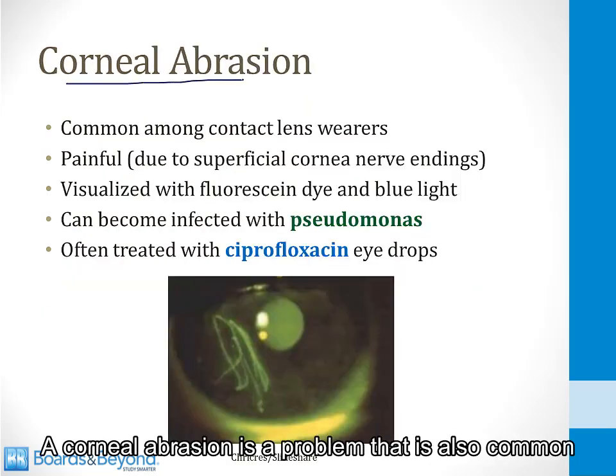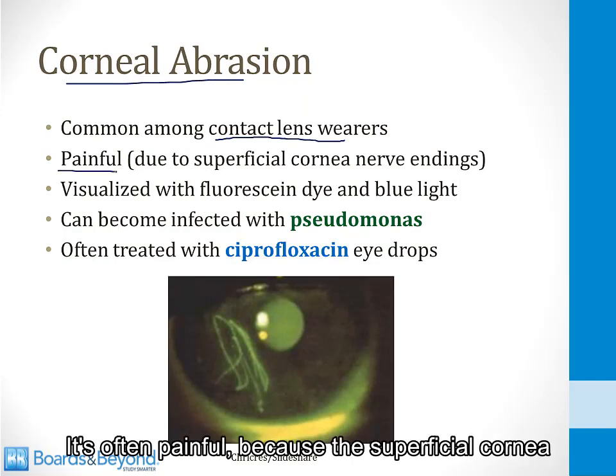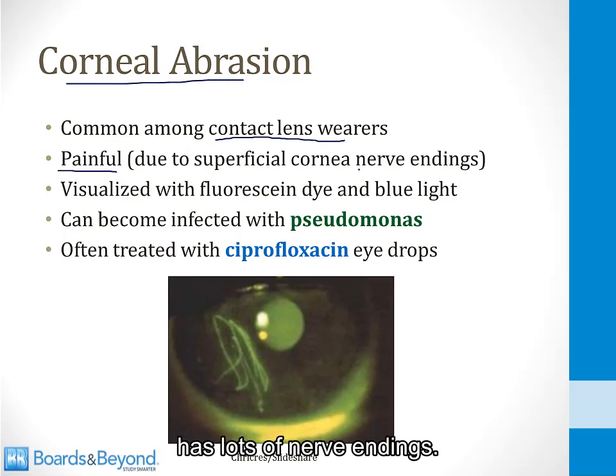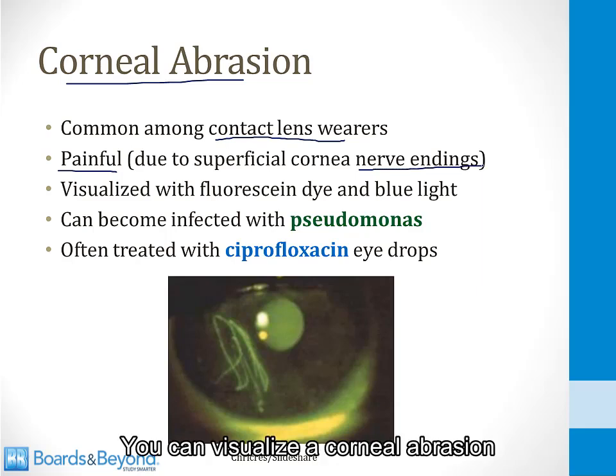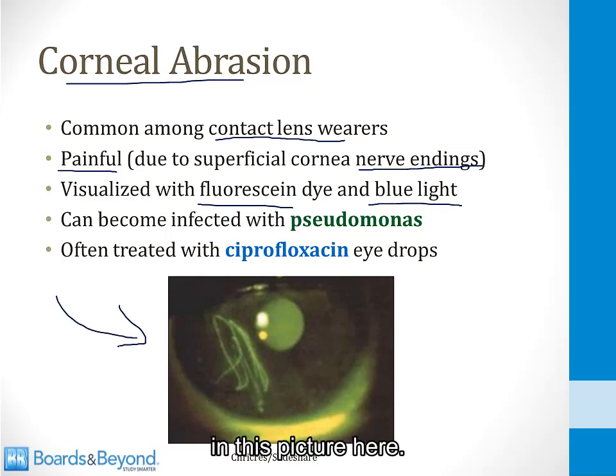A corneal abrasion is a problem that is also common among contact lens wearers. It's often painful because the superficial cornea has lots of nerve endings. You can visualize a corneal abrasion by using a dye called fluorescein and using a blue light. It'll look something like what I've shown in this picture here.